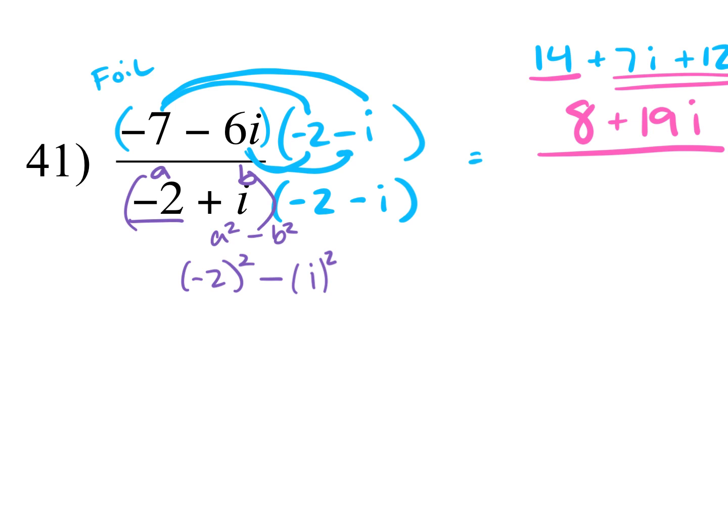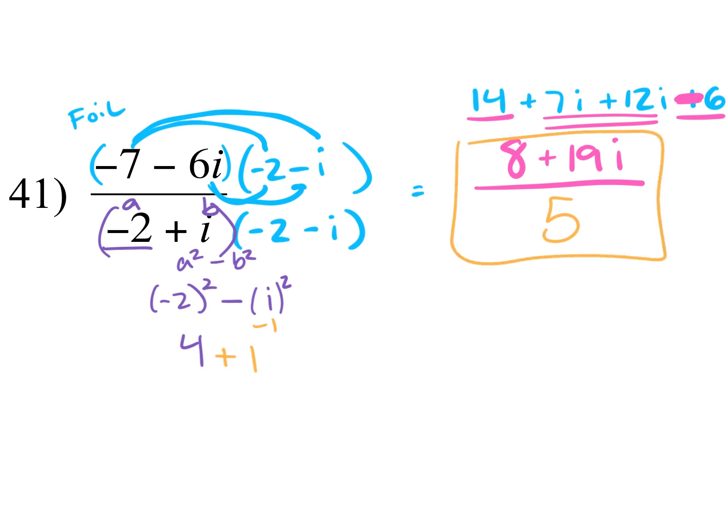What's negative 2 squared? 4. And what's i squared? It is negative 1, but negative 1 would turn into a plus 1. Perfect. And 4 plus 1? 5. Can I simplify this? Nope. And is it in standard form? Yes. So we are done. Any questions?